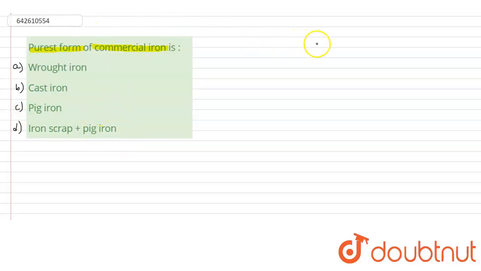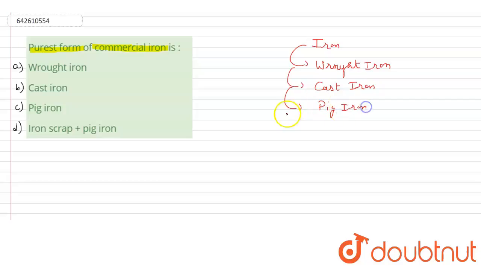So we have iron, and there are different forms of iron. One form is wrought iron, another form is cast iron, and another form is pig iron. And one more form is iron scrap.